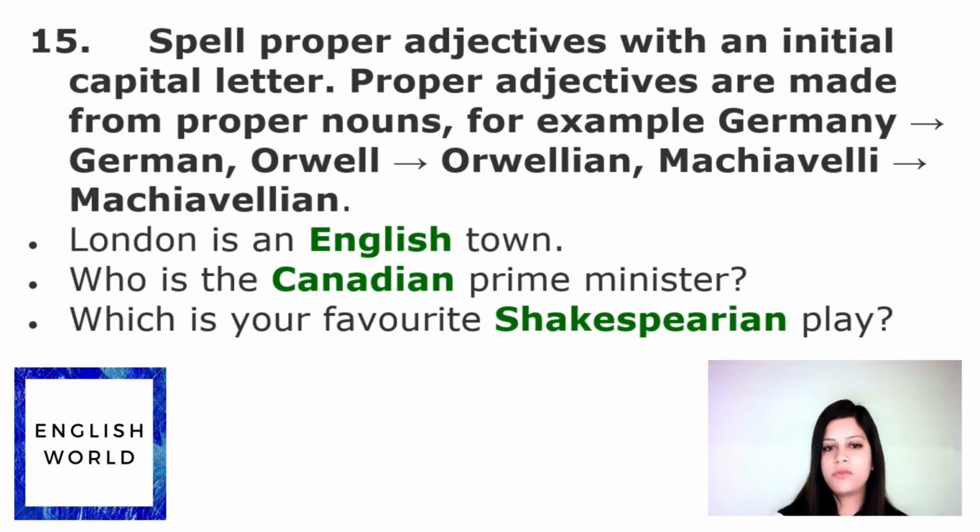Spell proper adjectives with an initial capital letter. Proper adjectives are made from proper nouns. For example, Germany, German, Orwell, Orwellian, Machiavelli, Machiavellian. London is an English town. Who is the Canadian Prime Minister? Which is your favorite Shakespearian play? Similarly, you can use proper adjectives like Hindu, Indian, or categorize somebody to a particular sect or religion or country or some city. So all these are proper adjectives. So the first alphabet will be capital.